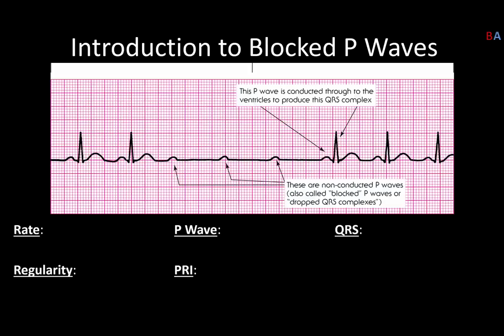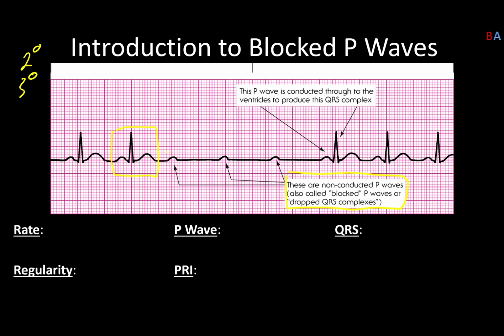I've alluded to it already, but I wanted to give you guys a visualization of what I'm talking about when I say blocked P waves or dropped QRSs. Now this is something that occurs in your second degree blocks and your third degree blocks. And of course, this little text box here explains it a little bit, but if you look here, you've got a normal PQRS. That's just the way it's supposed to look.